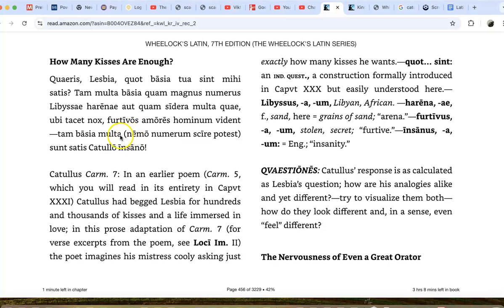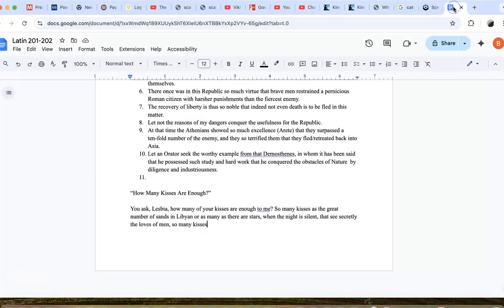So many kisses. No one, so nemo means no one. No one is able to know, literally, the number, i.e. no one can say, so no one is able to know the number. Let's see, just for consistency, I'll change this to a hyphen instead of a comma.